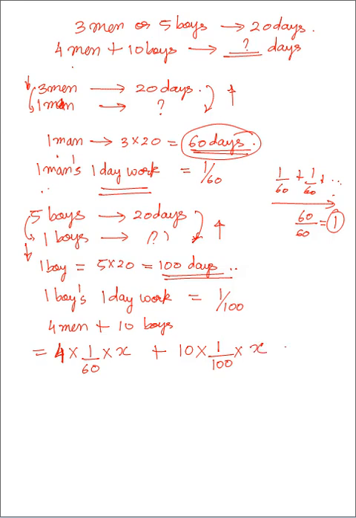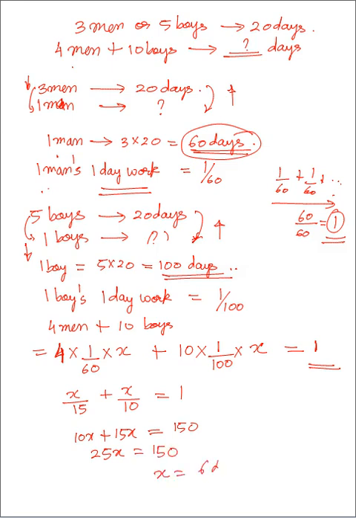As I told you, 1 by 60 plus 1 by 60 plus 1 by 60, so for 60 days it will ultimately be 60 by 60, equal to 1. In the same way the total work is equal to 1. So it will be x by 15 plus x by 10 is equal to 1. The LCM of 15 and 10 is 150. So 10x plus 15x is equal to 150. So 25x is equal to 150. So x is equal to 6 days.